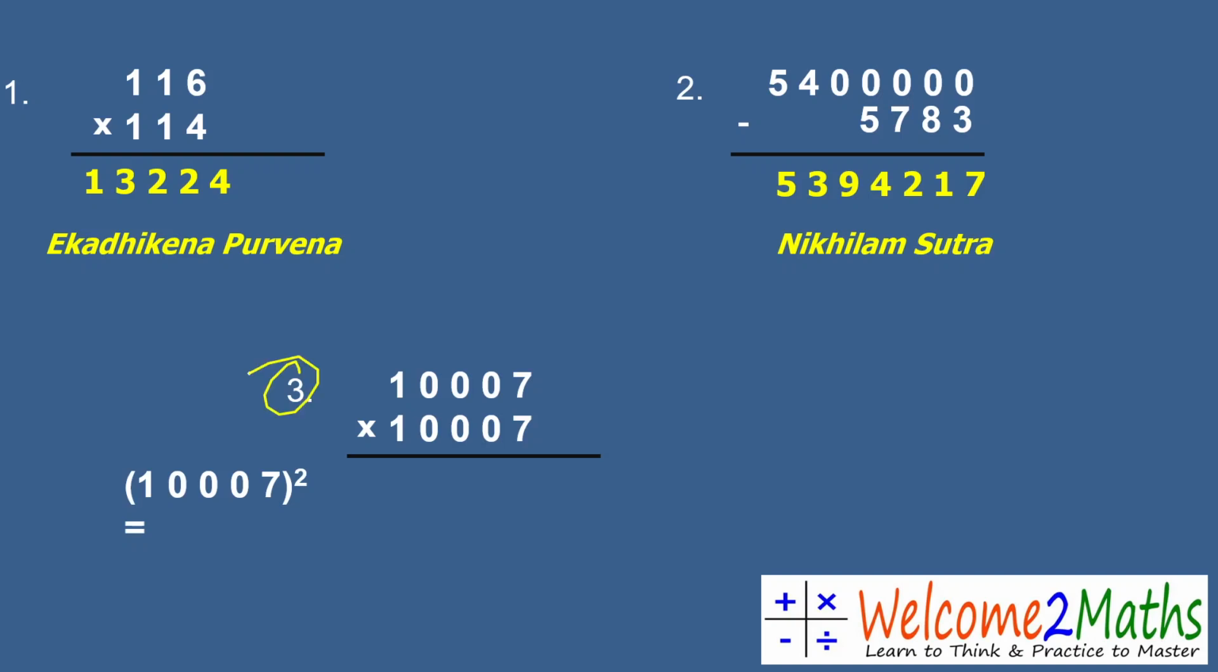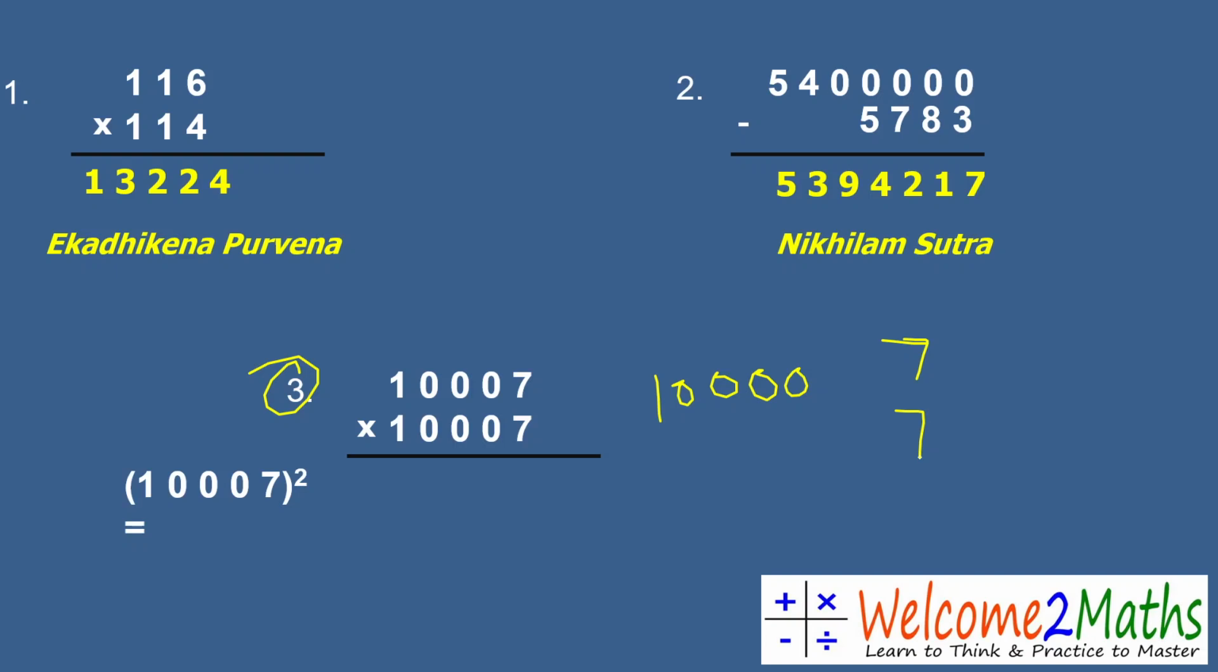It's 10,007. What is the closest base number of 10,007? It is 10,000. And what is the difference between the two? Both the numbers are 10,007, so our difference is 7, the same. Now let's find the solution.